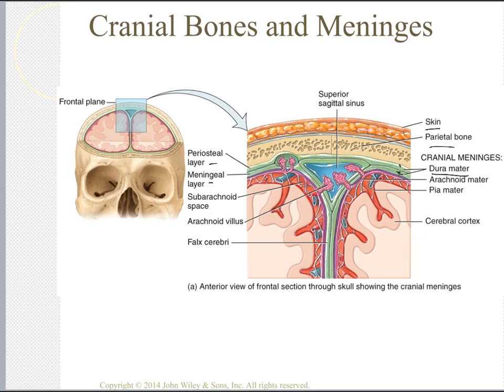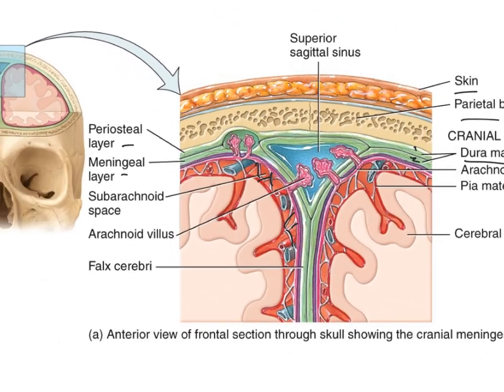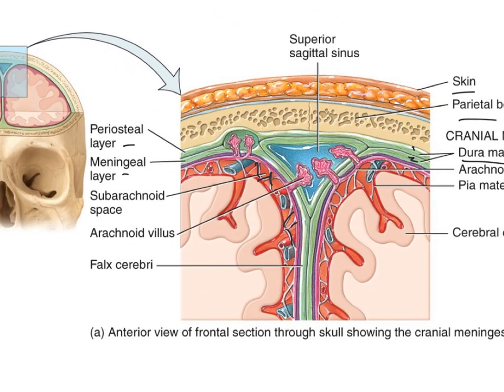Look at the subarachnoid space. It looks exactly like what we saw on the spinal cord, keeping that space open, those extensions of the arachnoid mater. And then here are our weird things. Look at these little mushroom-like structures. These are called arachnoid villi. Now, notice they move into the superior sagittal sinus. So this is venous blood flow.